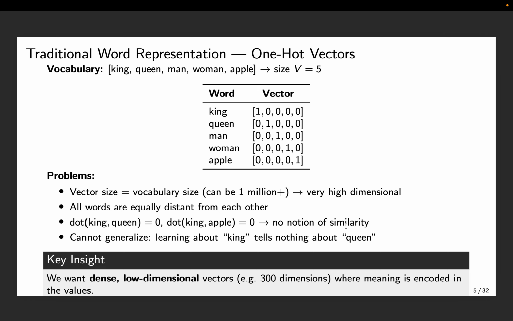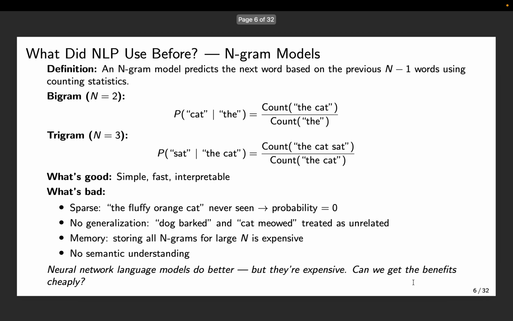Thirdly, there is no generalization. If the model learns something about king, it learns nothing about queen. The representations are completely independent. What we actually want is dense, low dimensional vectors, maybe 300 numbers for each word, where the values themselves encode meaning. So king and queen are close together and apple is far away from both. That's the goal, and that's what word2vec gives us.